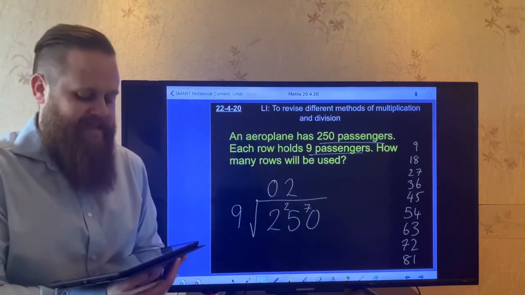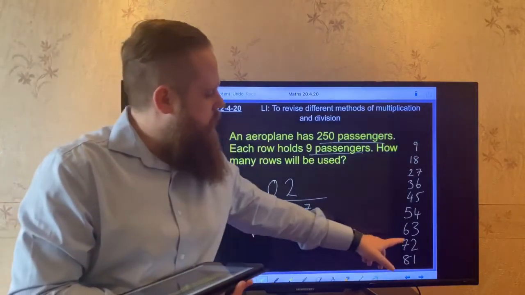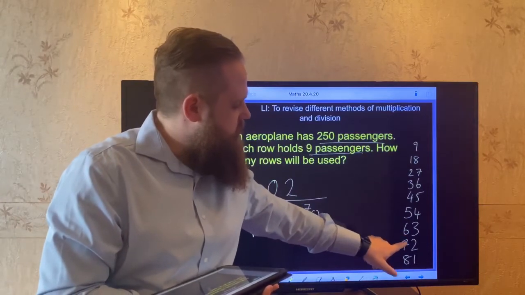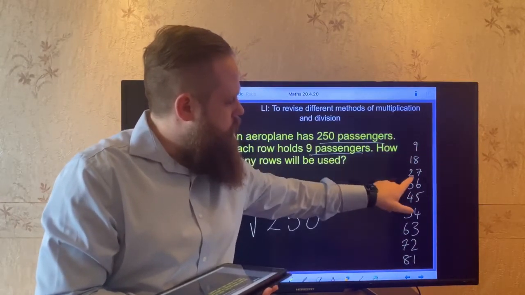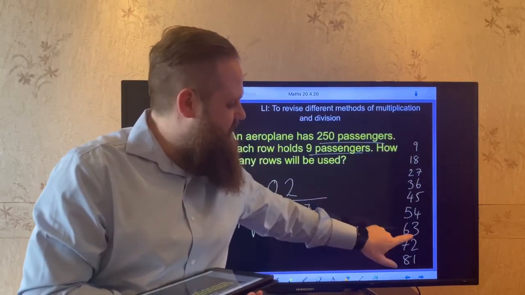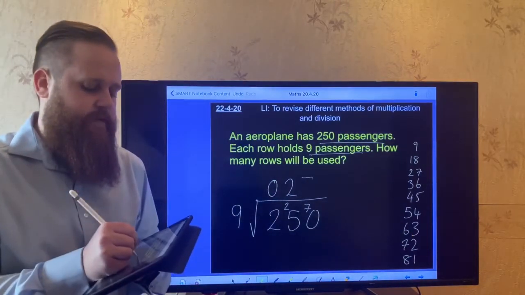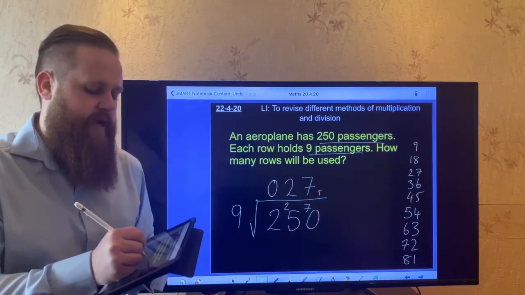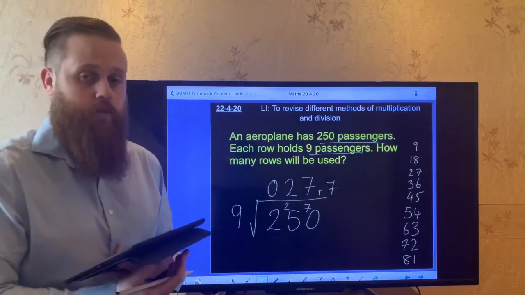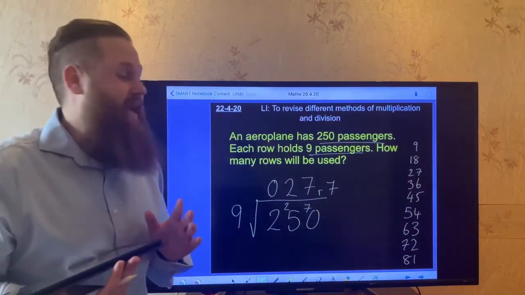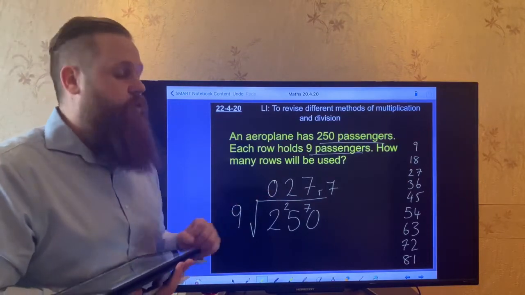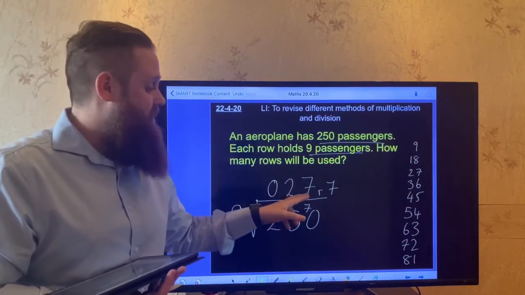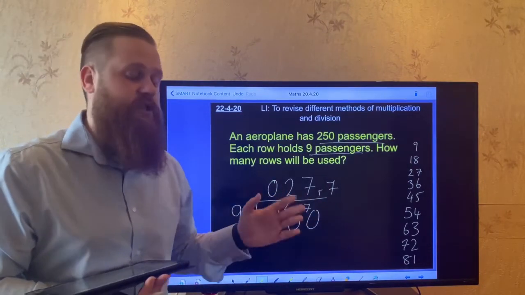Okay then. 70 divided by 9. 70 comes here between 63 and 72. So 1, 2, 3, 4, 5, 6 and 7. That gets me to 63. And that leaves me from 63 to 70 with a remainder of 7. So I've now actually got my answer here. How many rows will be used? There will be 27 rows used, but there'll be 7 passengers left over.